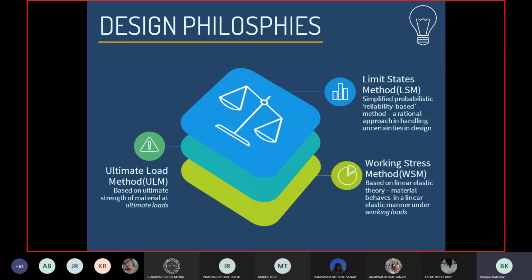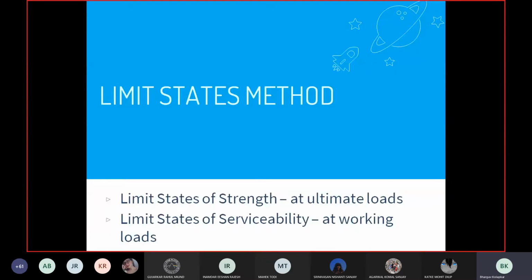And no, it's not harmful in any way. We learn the working stress method first, and then we jump to the limit states method. But I was just wondering, in terms of picking it up and what is used in the industry, I think going with the limit states method is the best option for this course. So we are going to learn everything in the limit states method.